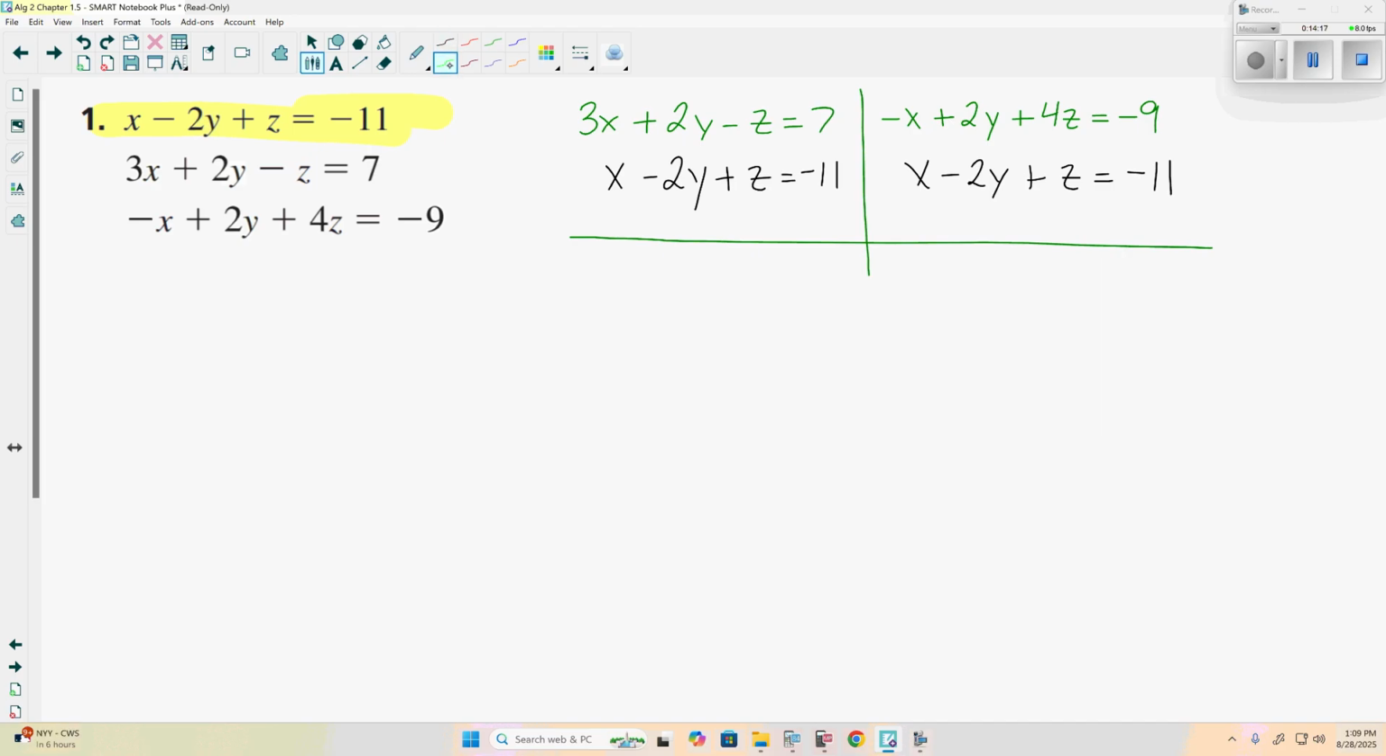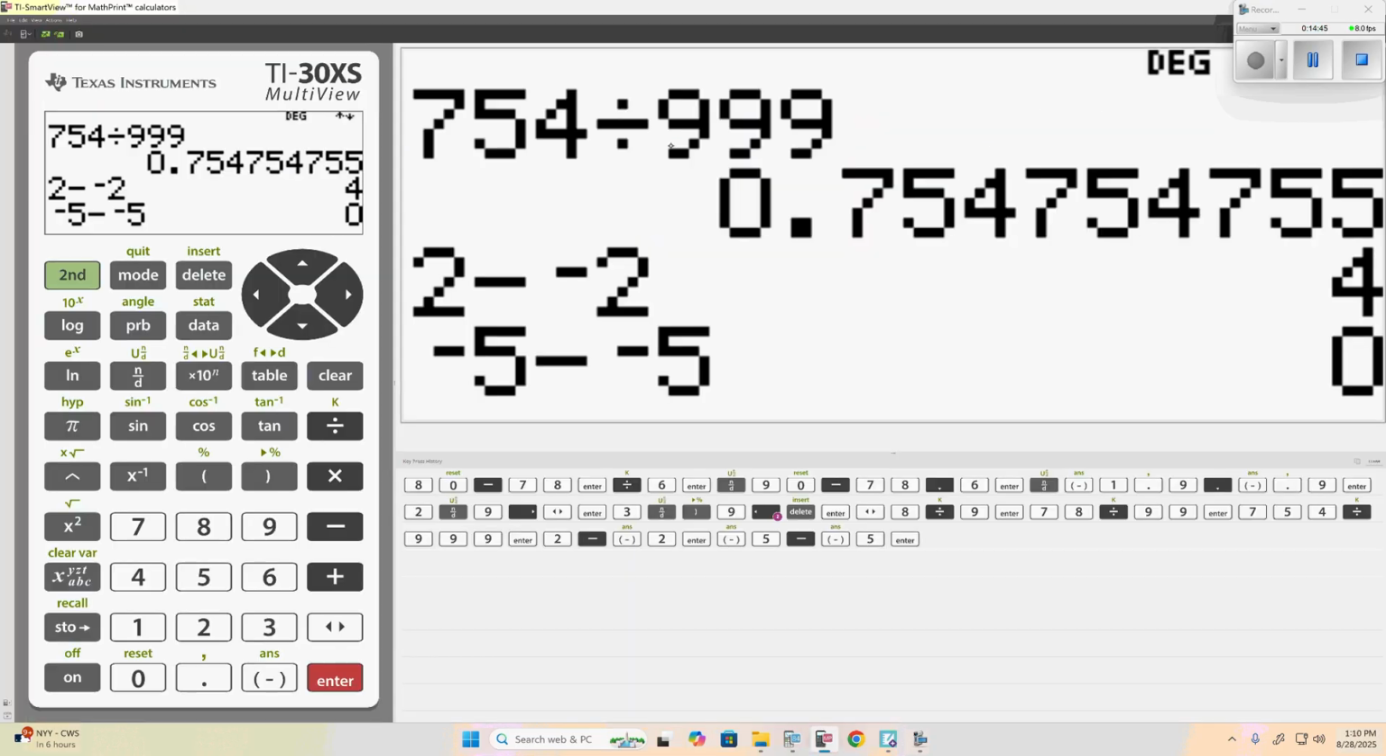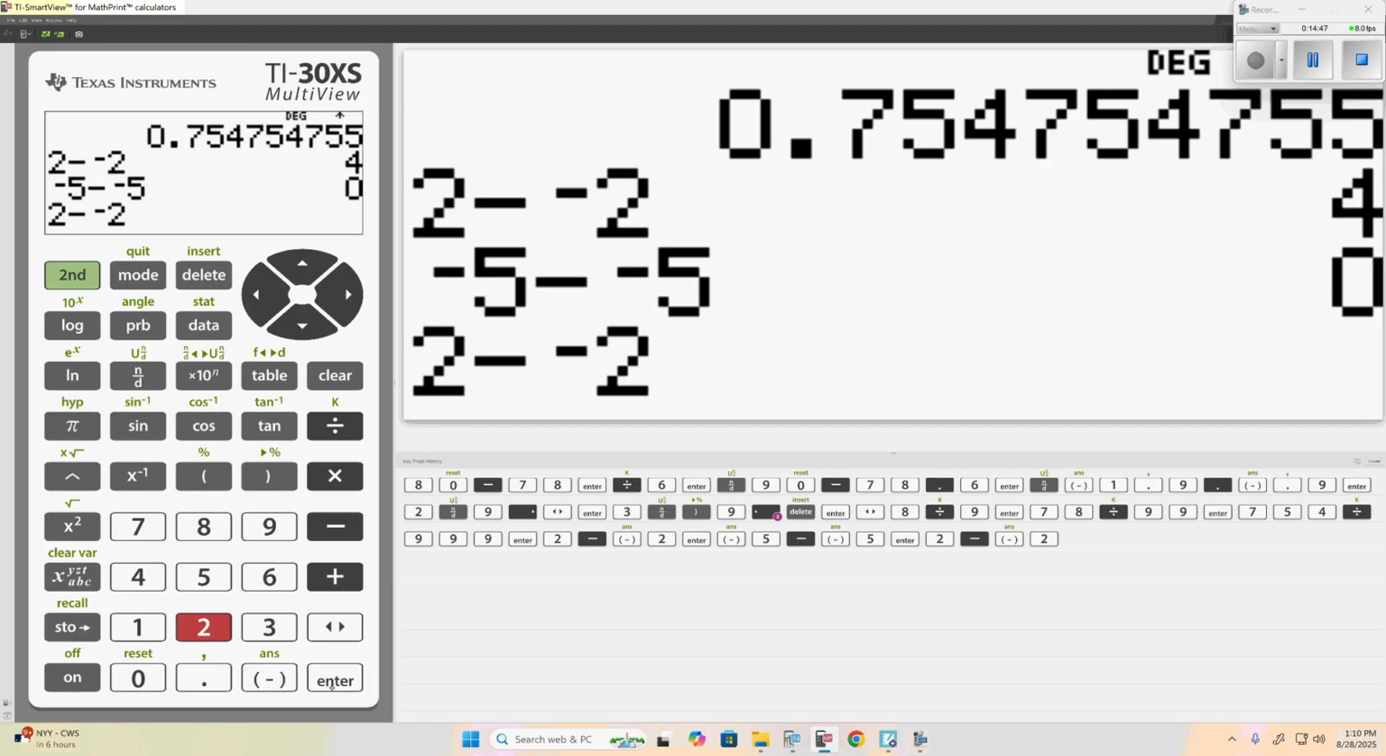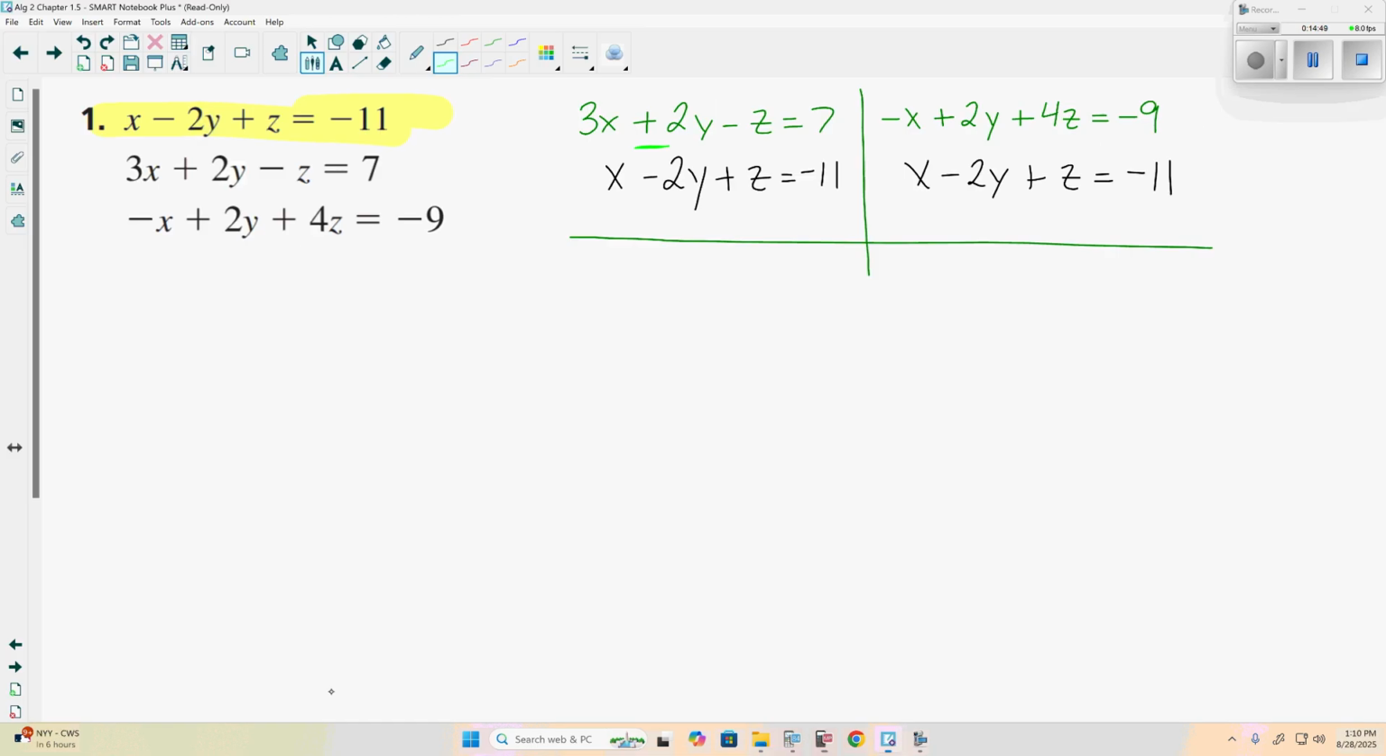Questions on how we've set this up so far? As we've been doing this so far, we've been subtracting, yes? We want the Y values to cancel, so 2Y minus negative 2Y. What would this give us? 0. 2 minus negative 2. 2 minus negative 2 is 4.